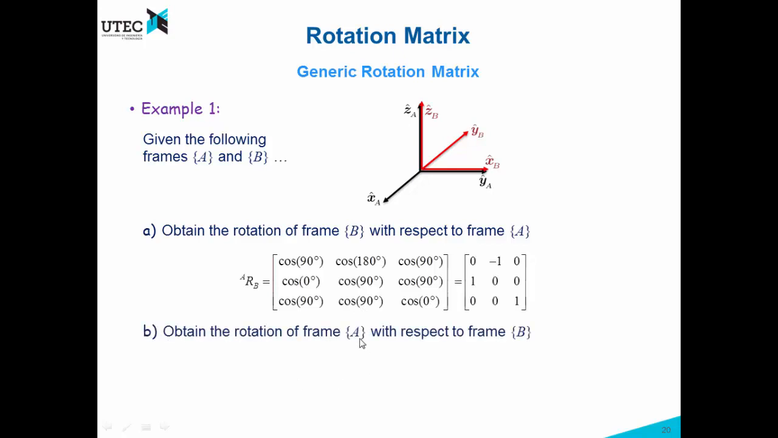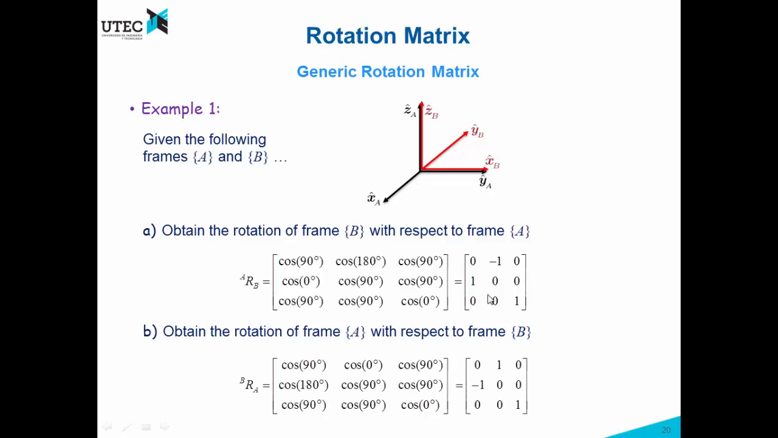Now we want to obtain the rotation of frame A with respect to frame B. We can do it again following the same idea. So now we have XA in terms of XB, which is just cosine of 90 degrees, this term. Then XA in terms of YB, which is, here we have 180 degrees, so cosine of 180. Then XA in ZB, again cosine of 90, and we continue like that. We can see easily that one is a transpose of the other.